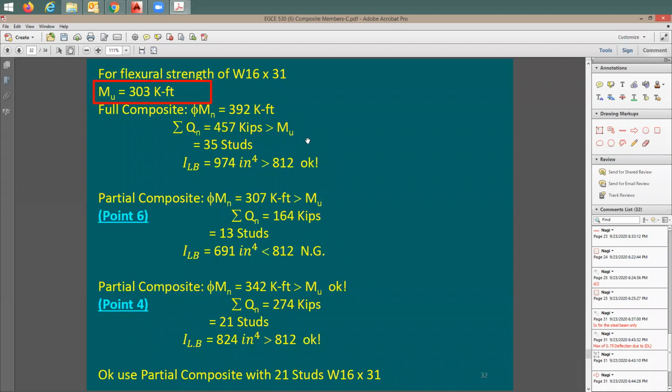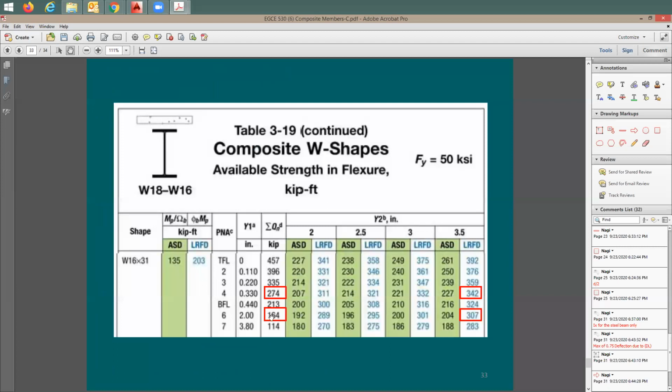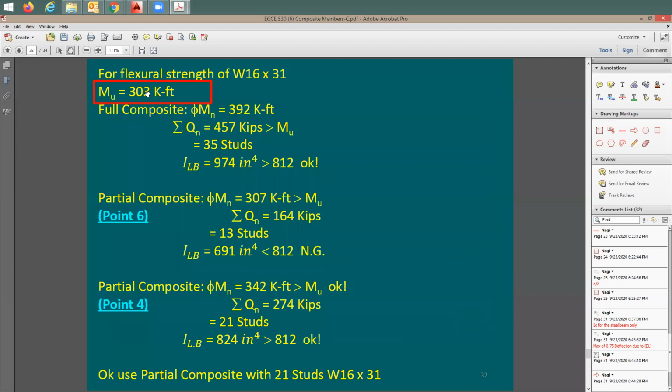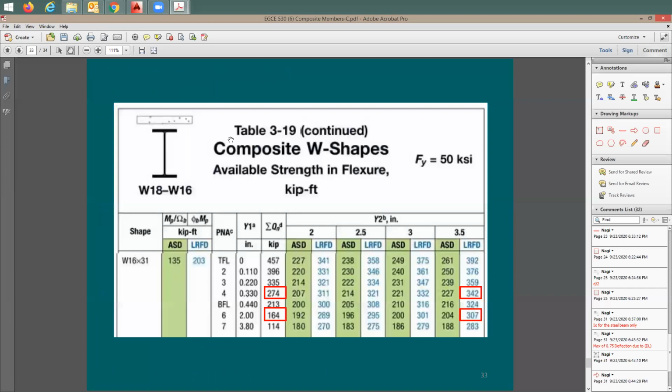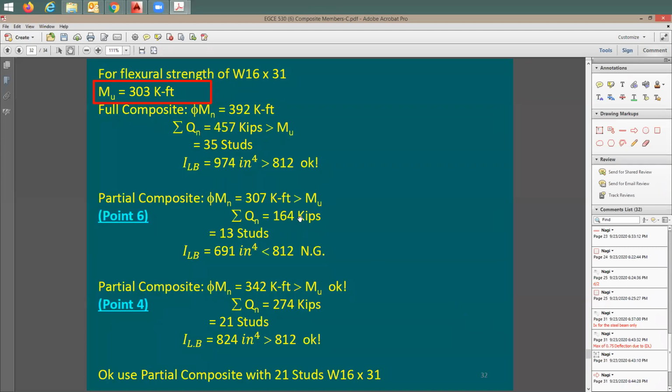But you don't like that. Like what we discussed at the beginning, I'd like to reduce the number of studs. So I'm going to go here to 0.6 for partially composite. What's going to happen if I go to 0.6? Here is 0.6. How much is phi Mn? 307. Is this okay? You go back, your demand is 303. Now my capacity would become 307. Yes, it's okay.